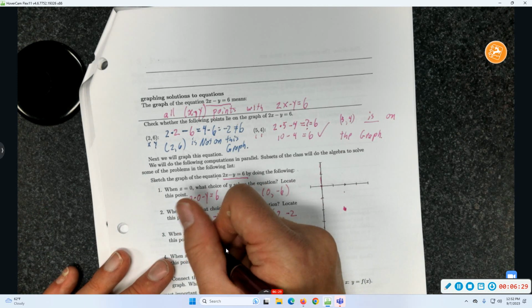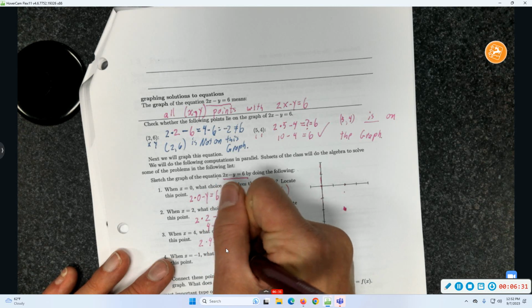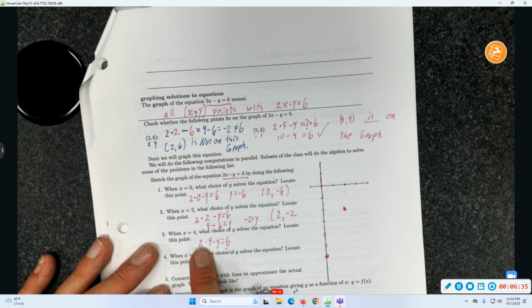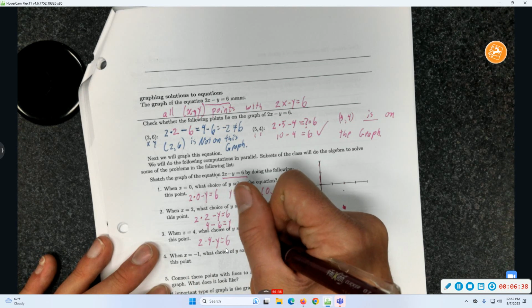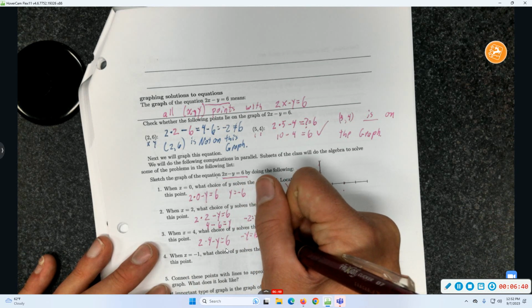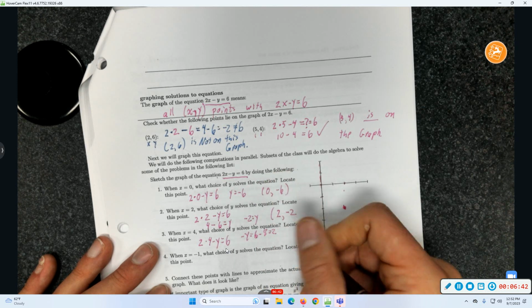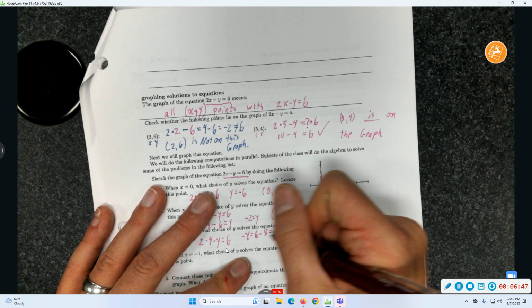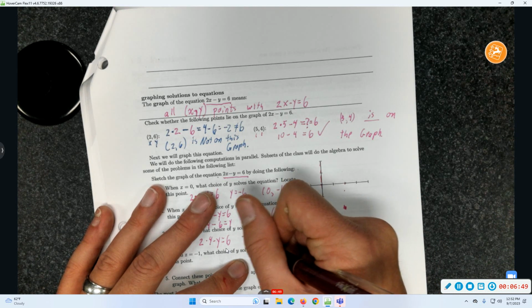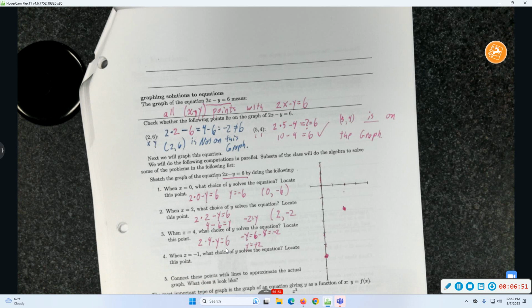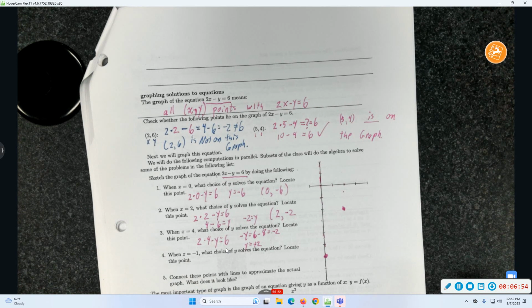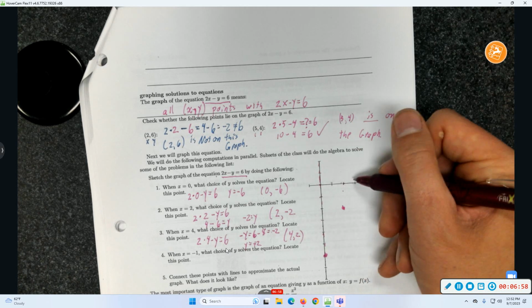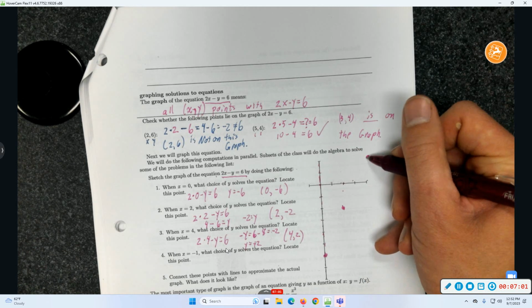X equals 4. 2 times 4 minus y equals 6. Going through the same motions to solve, maybe we'll go through different motions. Let's subtract 8 to the other side. Minus y equals 6 minus 8, which is negative 2. Deal with the negative sign. That means y must be positive 2, right? Multiply both sides by negative 1. All right. So we see here that 4 comma 2 should be on the graph. 1, 2, 3, 4, 2.